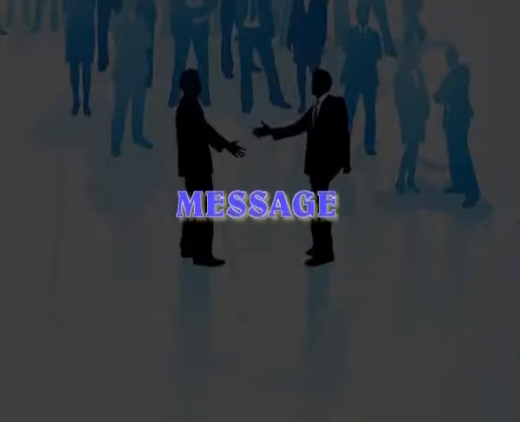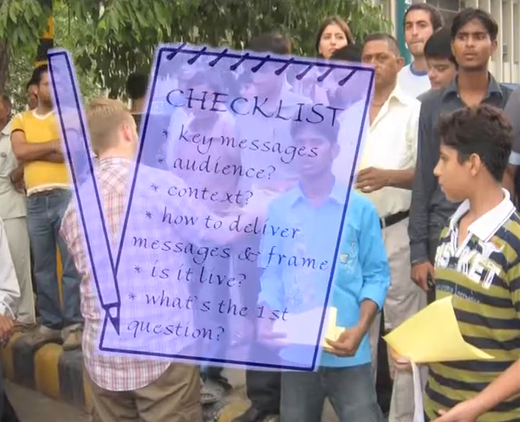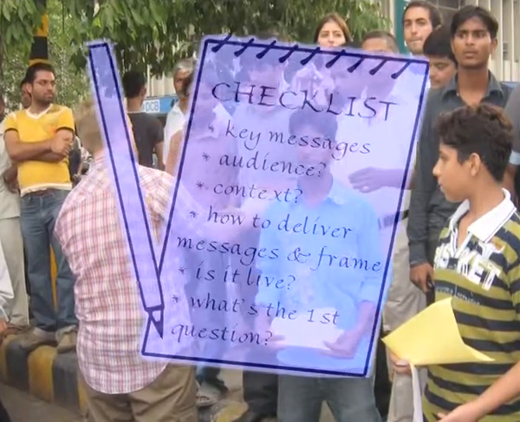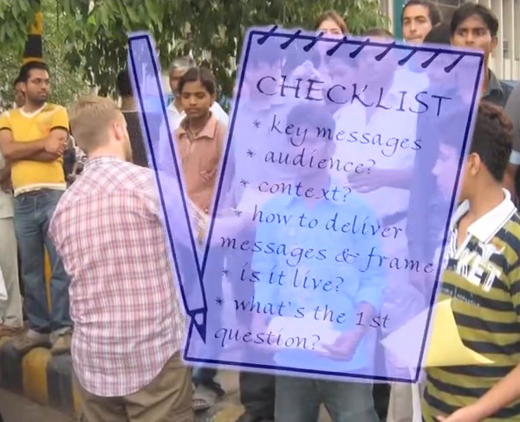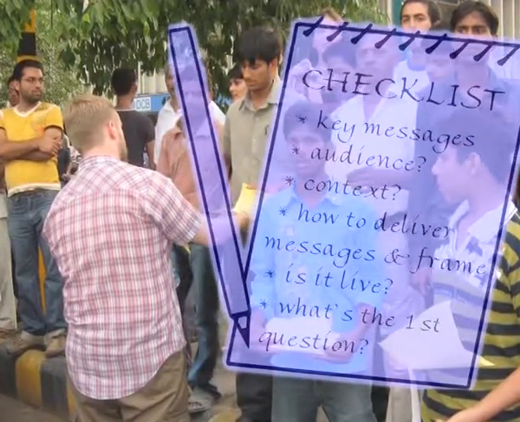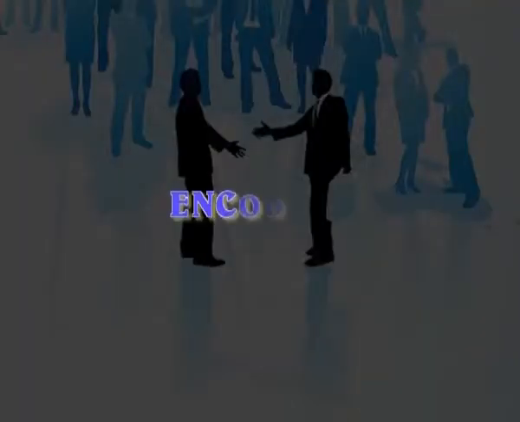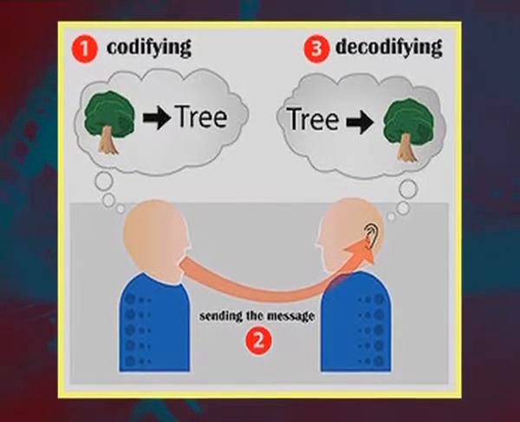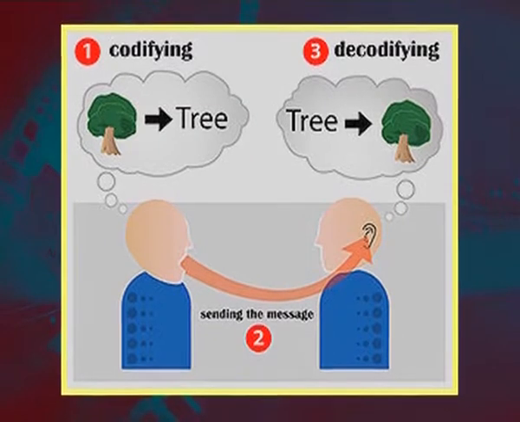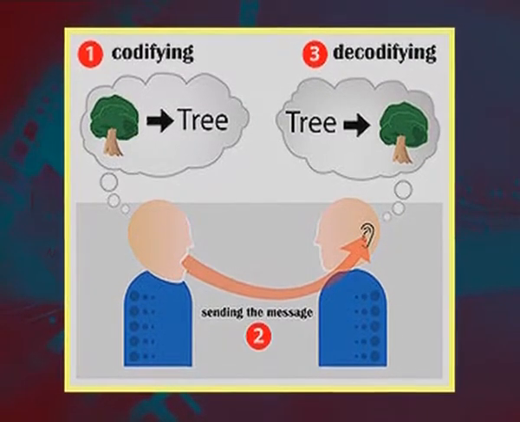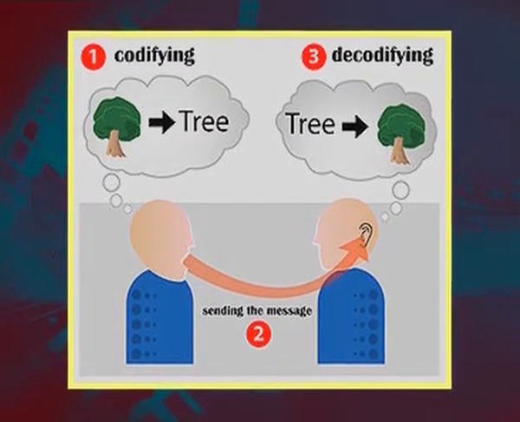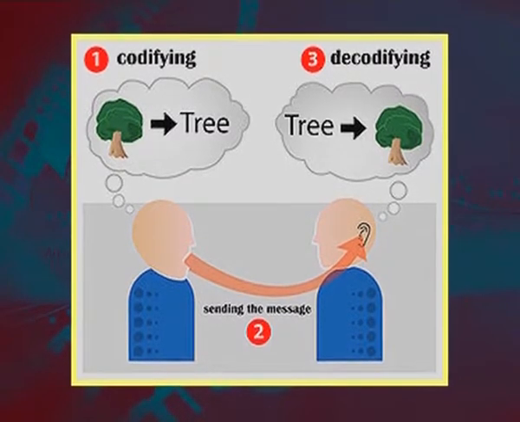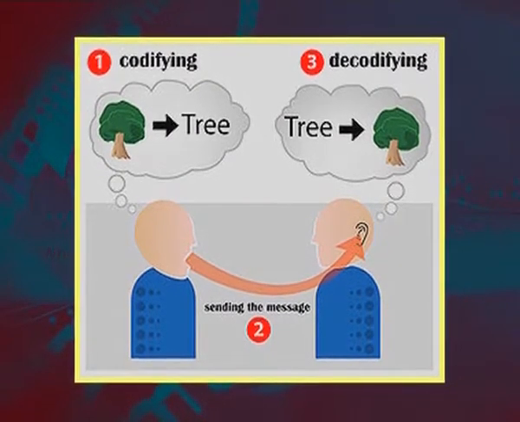B. The message. The next element in the process of communication is the message. The message is the information, the views, the ideas and so on which the sender wants to share with the other person. C. Encoding. The term encoding refers to the words, symbol, gestures and so on through which the sender organizes his ideas, views and so on and communicates the same to the receiver.